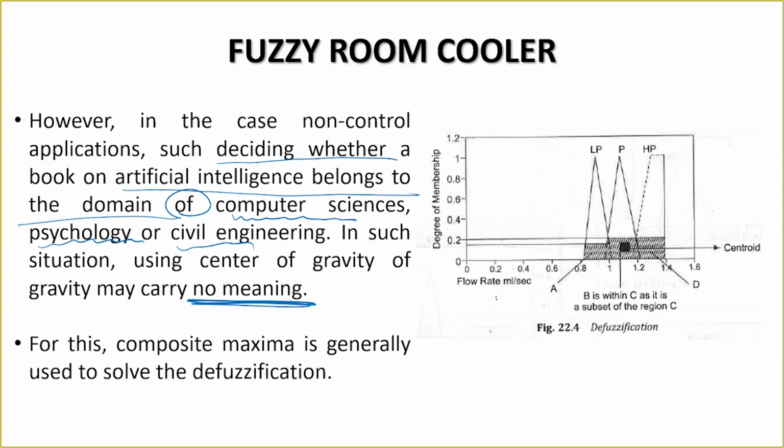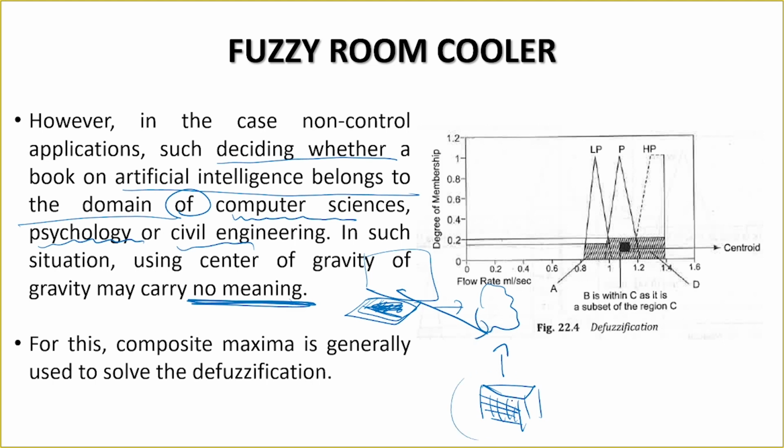Okay, so we can't really relate the science, computer science, which is this keyboard, psychology, brain, and civil engineering, building, for example. So that one is not correlated to each other. So there will be no meaning to take it central. So meaning, can computer science be centered to the psychology, and can the civil building be centered from technology? So that would be no meaning, right? So for that instance, composite maximum is generally used to solve the defuzzification.